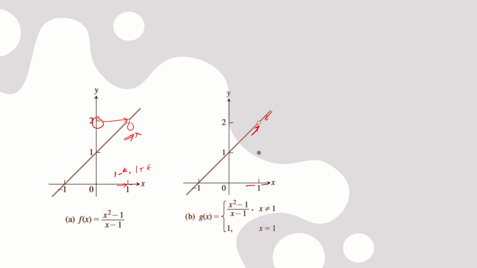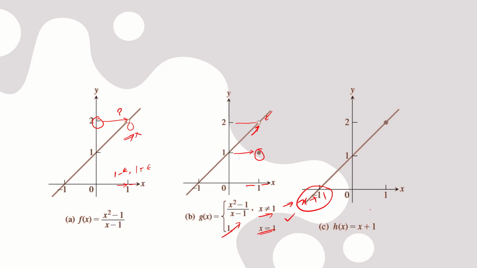So its limiting behavior, its neighboring behavior, is 2, as in this case, but the function value is also defined in this case, and that is given as 1. That means the function is giving you 1 when we take x as 1. If x is not 1, then its behavior is the same as x plus 1. And the third case is what we consider x plus 1.